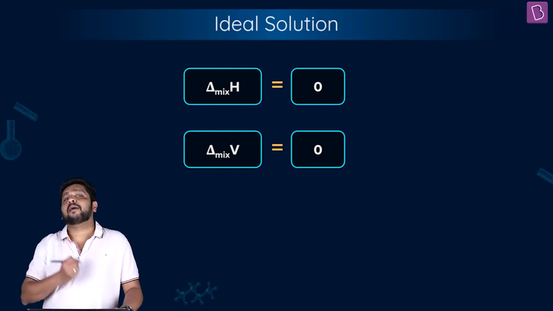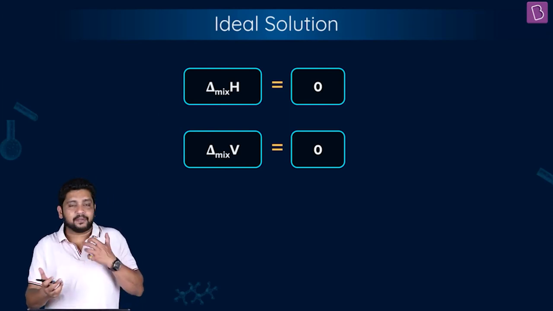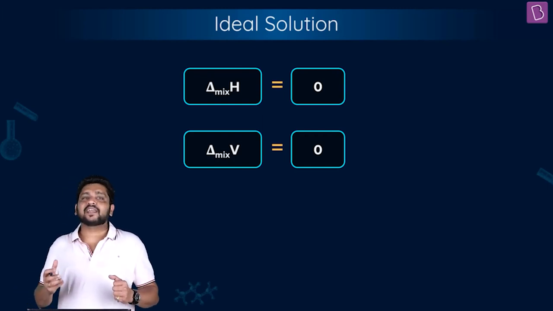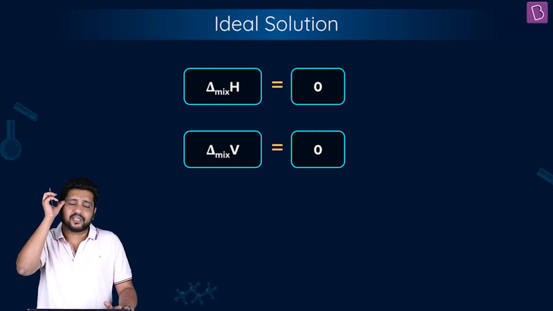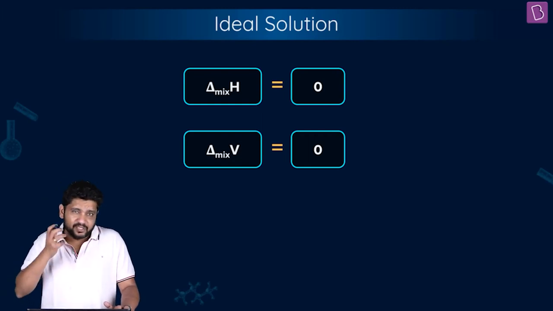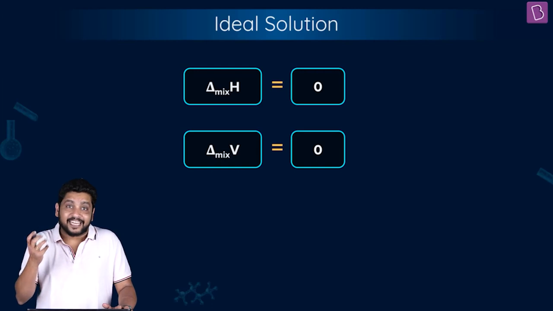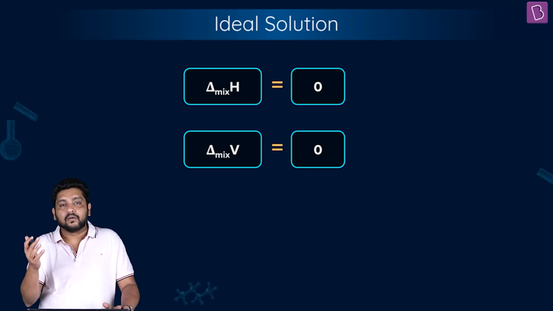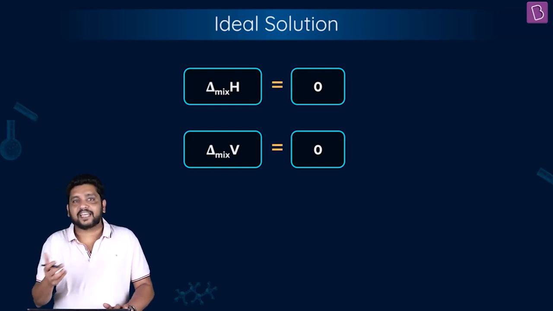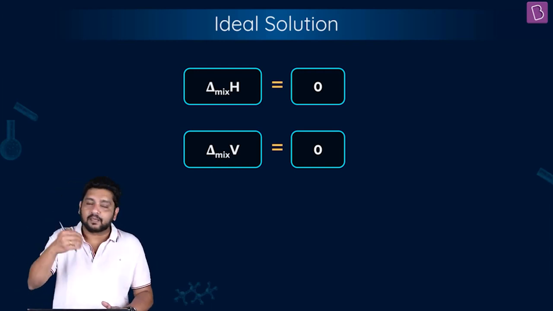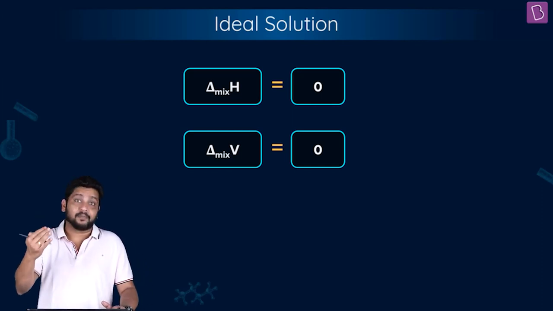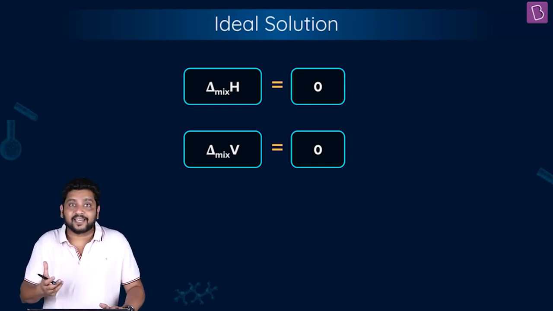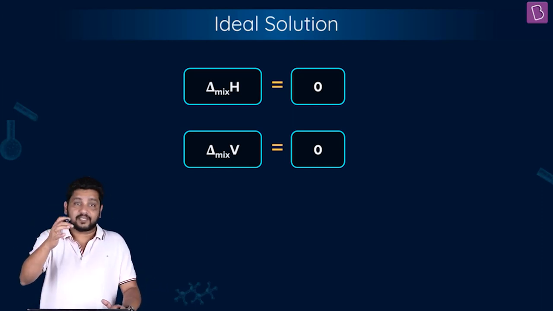So what happens in an ideal solution is that A and B are very similar to each other. This is a typical thing that you see. Where do you get ideal solutions? How do you identify an ideal solution? If the substances have very similar properties, very similar nature, let's say, for example, propane and butane. Propane is of course in a gas form, but these are very similar substances, right? So benzene and toluene, very similar in nature, right? Chloroethane, chloromethane, something like this, right?